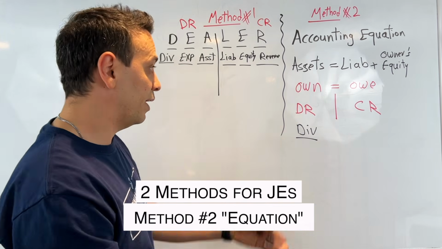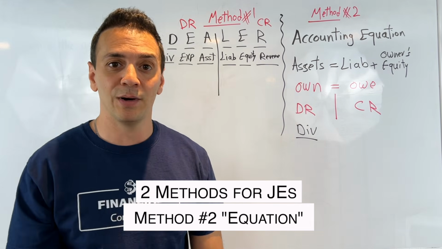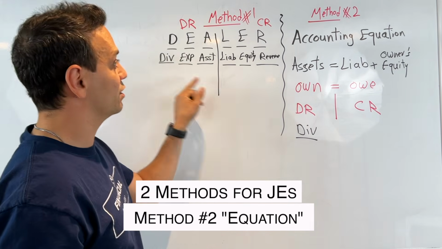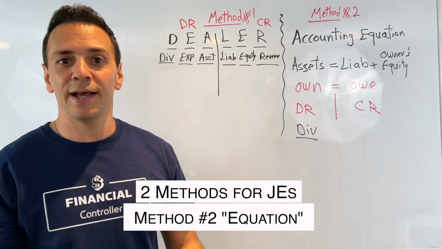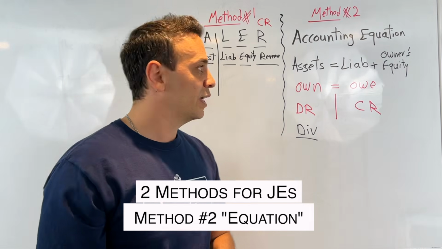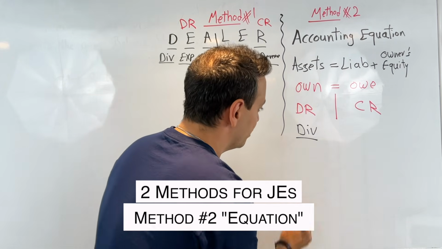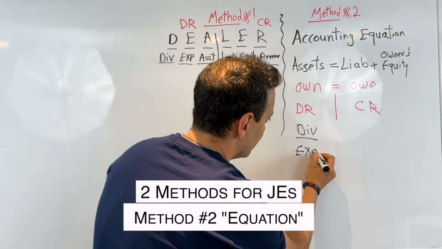Now, same thing, expenses. And this is very important. What does expenses do to equity? Expenses will reduce equity. When you spend money, you reduce equity. That means it has the opposite nature of equity. If equity is credit, expenses is a debit.